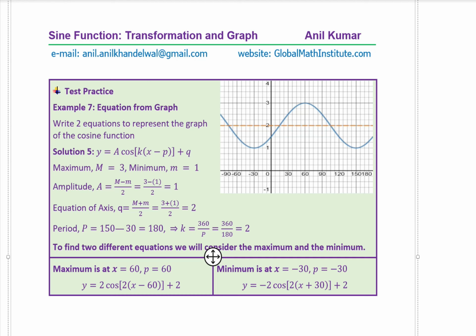Now that brings us to the end of this particular video with two test examples. I'd like you to look at these examples, pause the video, answer, and then check my solution. The very first one here is to write an equation that represents the cosine function. So that is the cosine function given to you. You can now pause the video and write its equation. I will also prefer you to write two different equations.